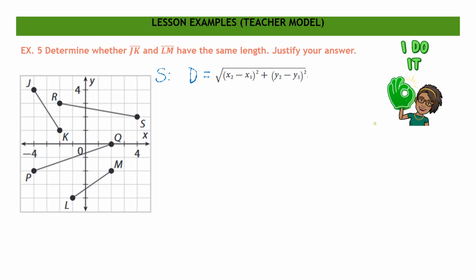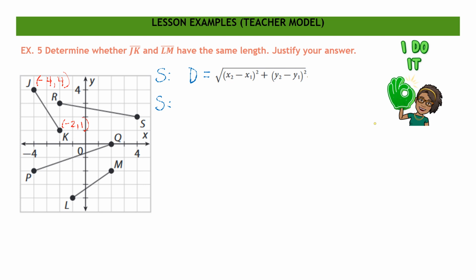Our setup. We're going to do the second S, but before we can do the second S, like I mentioned in example 4, we have to make sure that we are labeling and identifying the points in the information that's given in the example. So let's look at JK. J is an endpoint, and I see that endpoint is at -4, 4. So we're going to go ahead and identify JK as having endpoints J at -4, 4, and K at -2, 1.